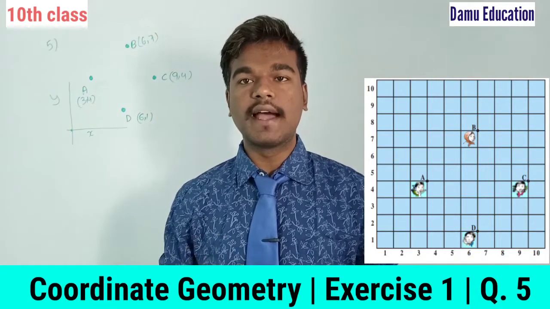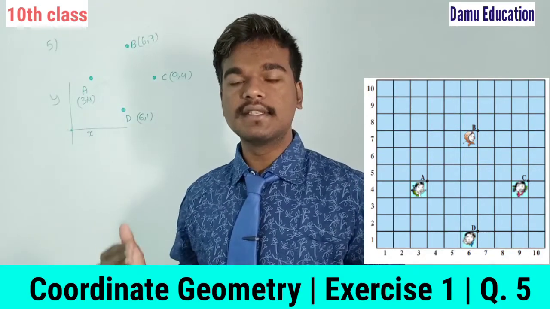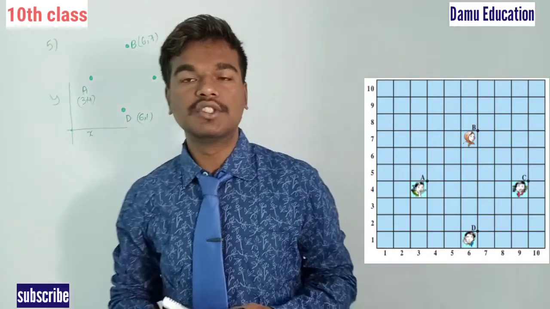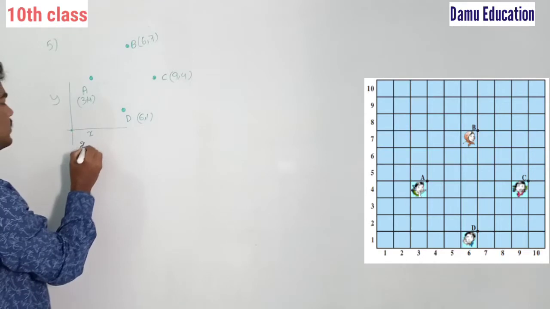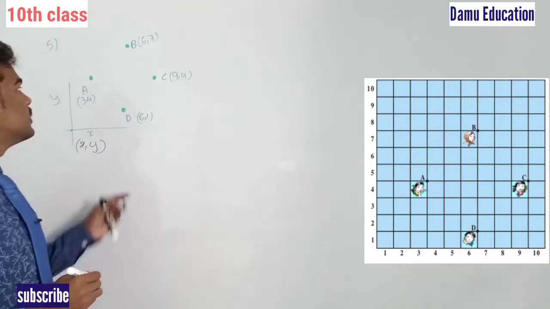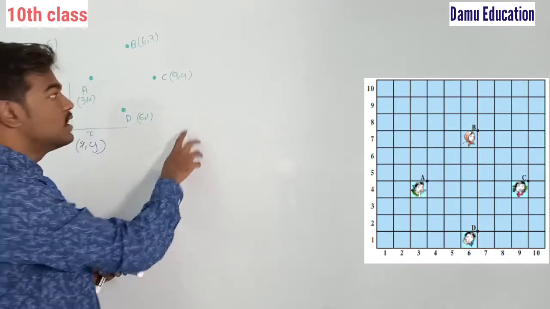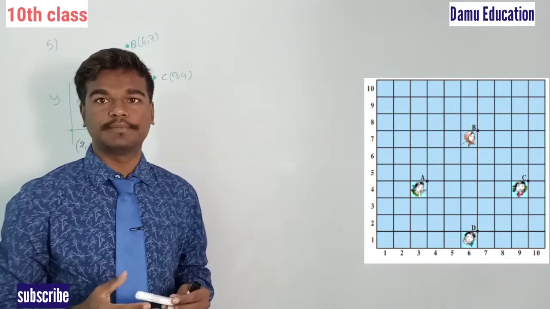So if you observe carefully the given figure graph, taking the x-axis and y-axis points, A is at (3, 4). These are the xy positions. A at (3, 4), B at (6, 7), C at (9, 4) and D at (6, 1).